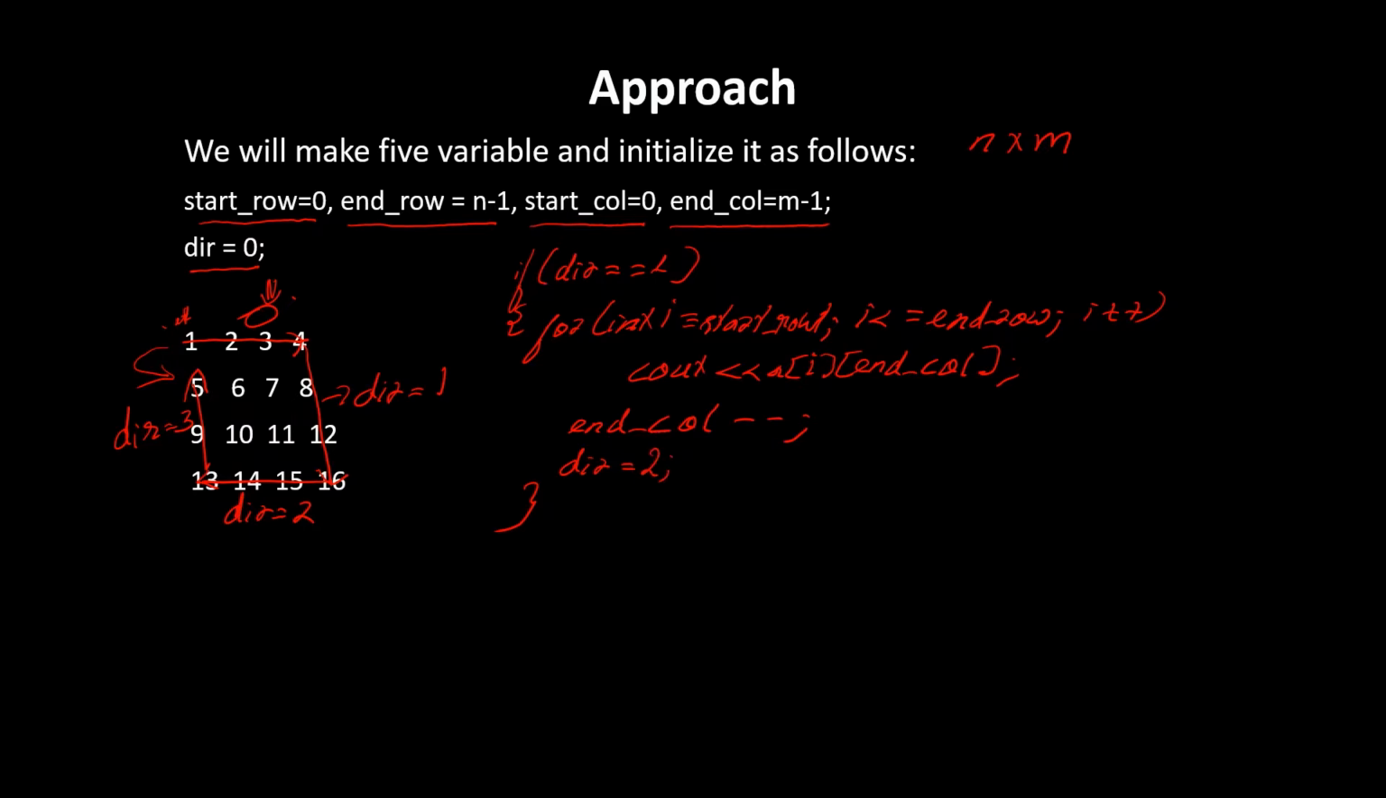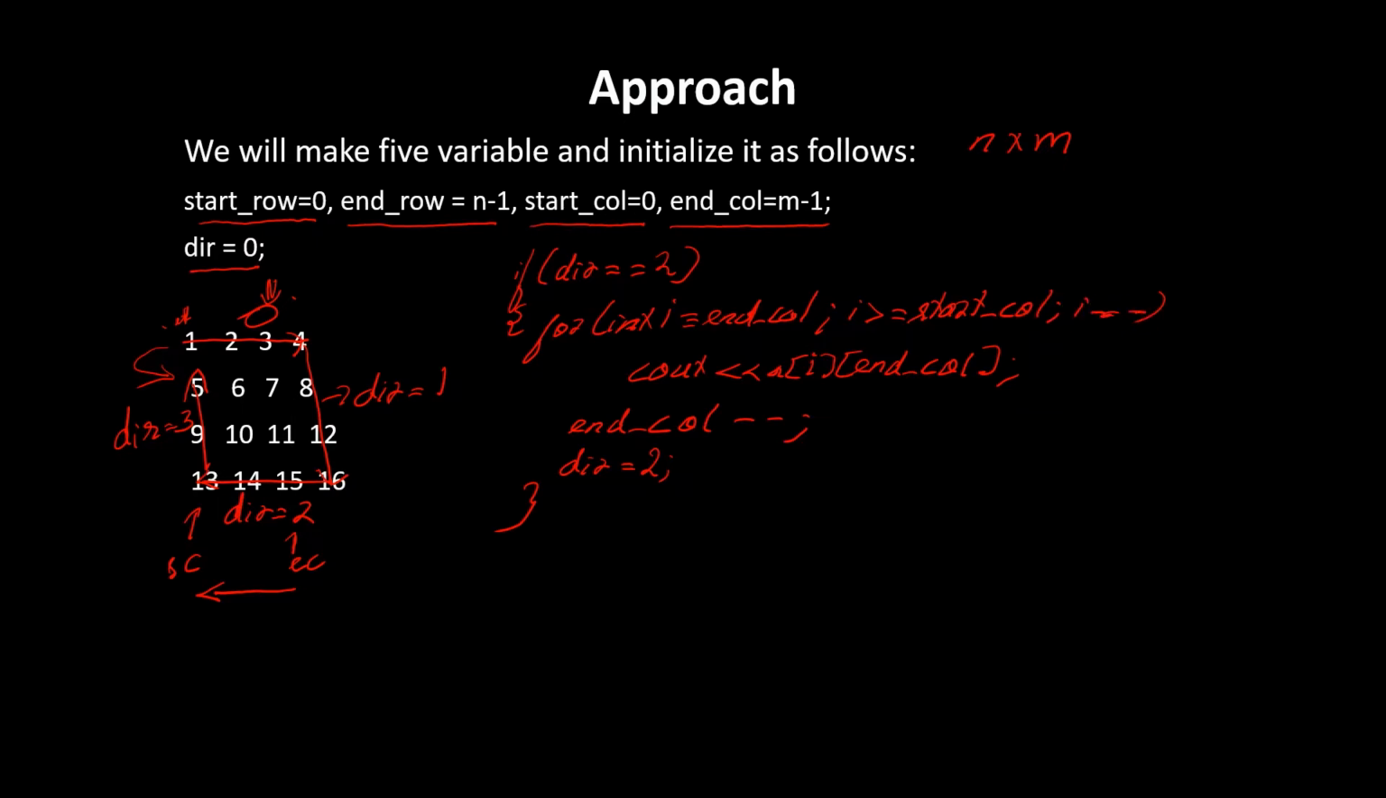So now let's see for direction equal to 2. When the direction becomes equal to 2, we have an end column here and a start column here. So we have to traverse in this direction, end column to start column. So we will update our conditions here. I will start from end column and it will run till start col, and we will do i minus minus.